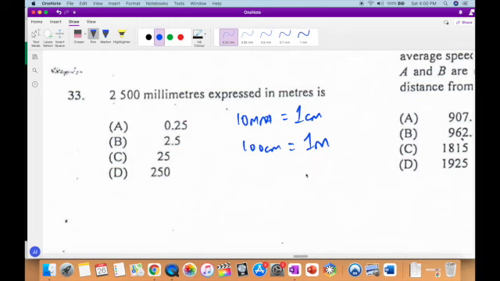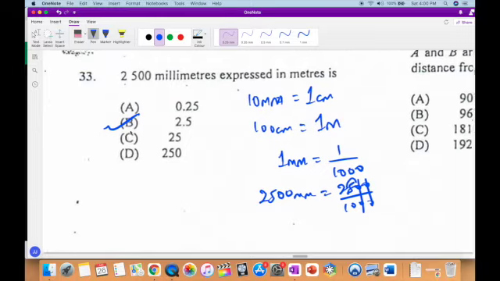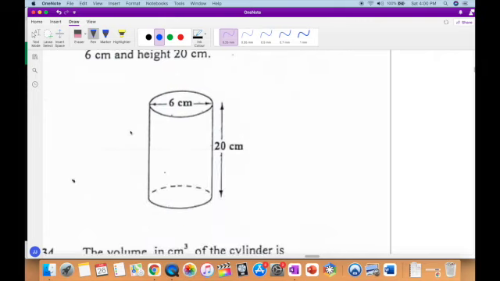So that means that 1 millimeter will be 1 over 1000 meters. Yeah, so therefore 2500 millimeters is 2500 over 1000. So, yes, 2.5. Good job. You see how it's the simpler things that have messed me up. I just get messed up by the simple things, yeah?